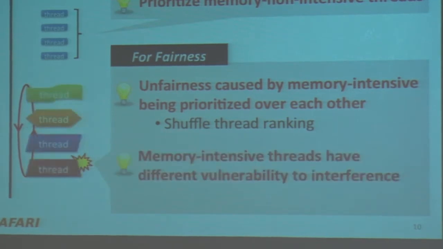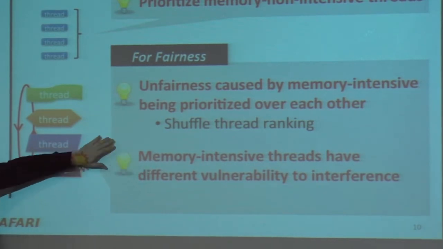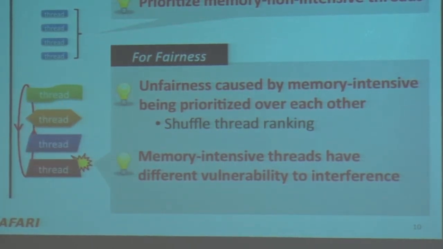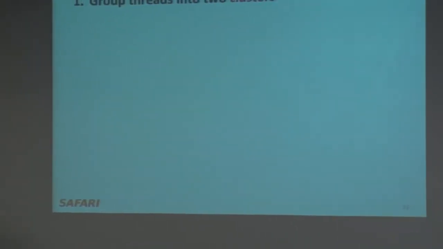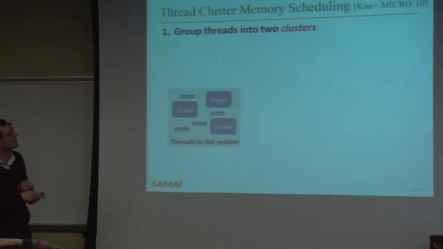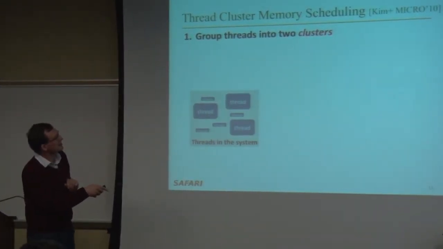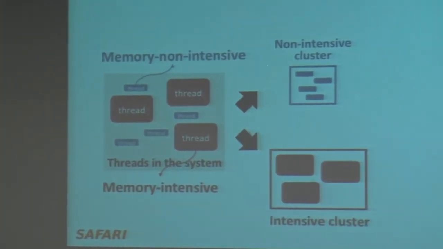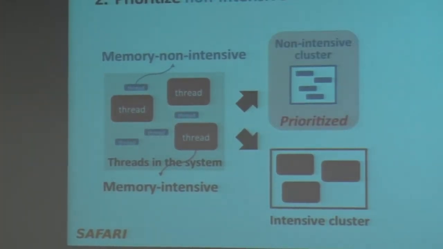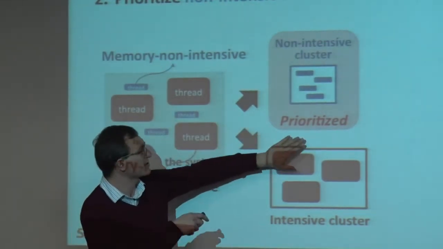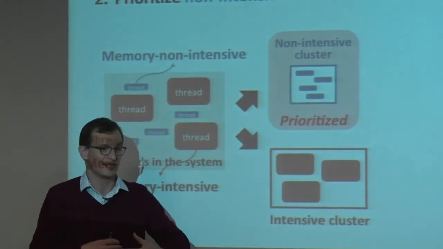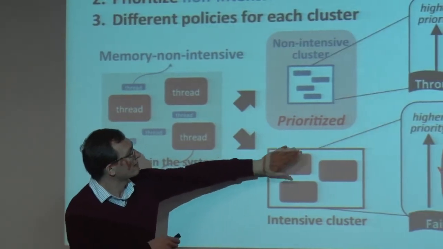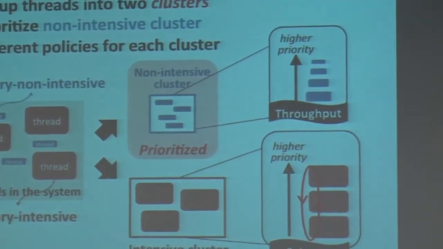And that's the idea. There's asymmetric shuffling because threads have different vulnerability to interference too, but we're not going to talk about that right now. But that's the idea, basically. The idea is to group the threads into two clusters based on their latency sensitivity or memory intensity. These are the threads in the system: memory non-intensive threads and memory intensive threads are grouped into two clusters, a non-intensive cluster and an intensive cluster. The non-intensive cluster is prioritized over the intensive cluster because these are threads that can keep their cores busy much more. And we employ different policies within each cluster.